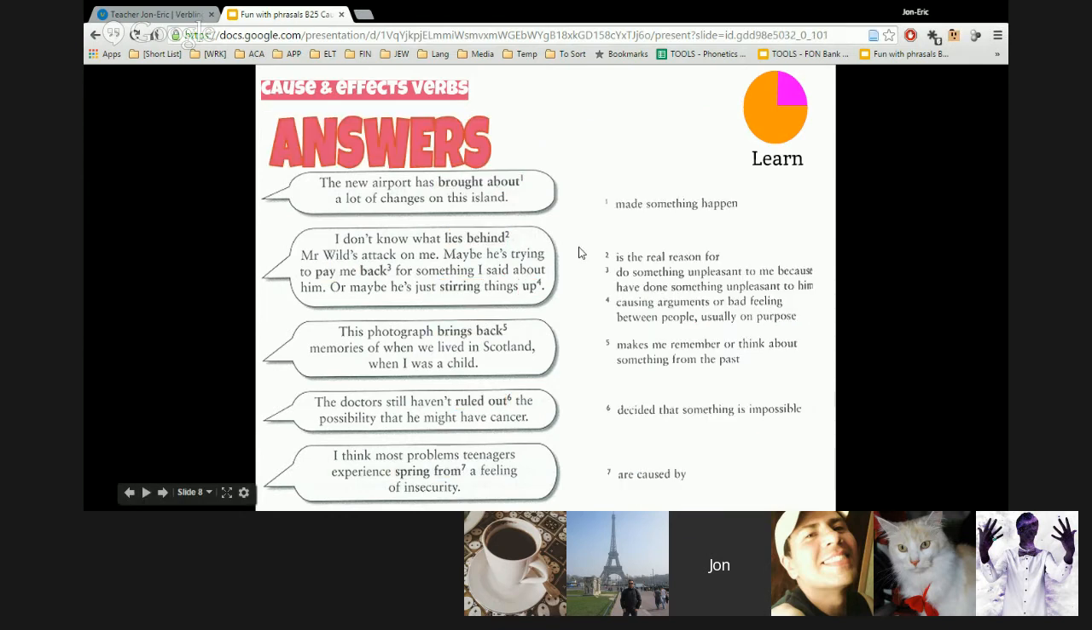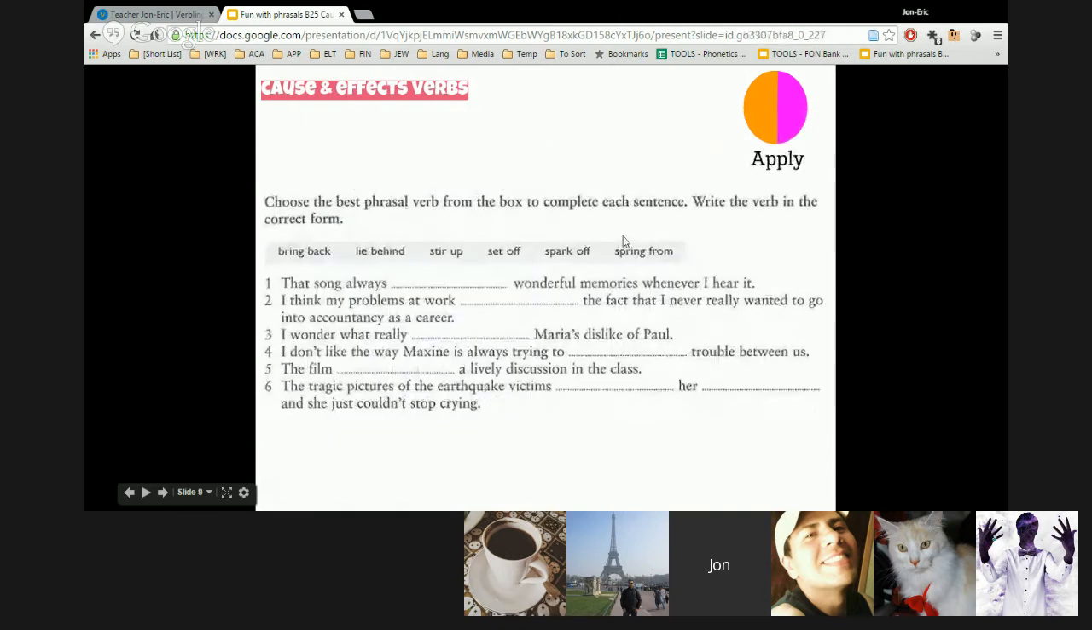Let's take a look at all the answers. Right? Brought about changes, lies behind the attack, pay me back for something, stirring me up, bringing back memories, ruling out the possibility of something, or problems spring from. There you go. That's it. I think you got the idea. Let's see if we can put some of these to the test. I'm not going to do all of these exercises, but here's one. Let me just take a look at which ones we should do.